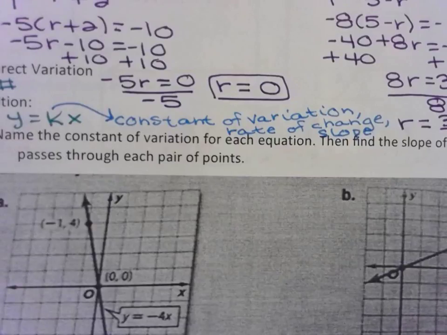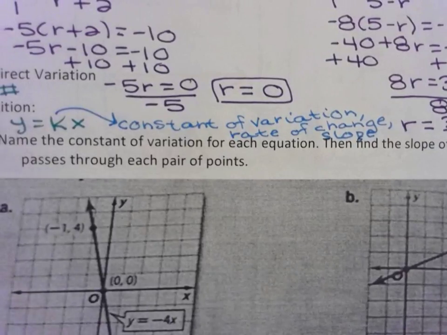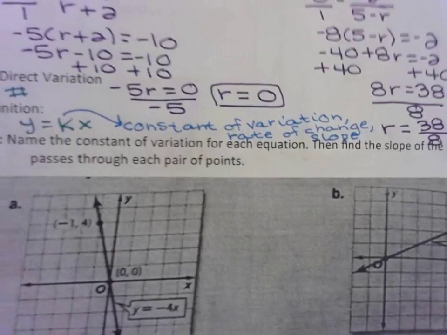So k is a number, and it's called the constant of variation. It's also called the rate of change. It's also referred to as the slope. So it's 3 different things. So we're working with equations that look like this: y equals 2x, y equals 1.5x, y equals negative 5x. Okay? So we're going to graph them, we're going to create equations, we're going to work with them. Those are direct variation equations.